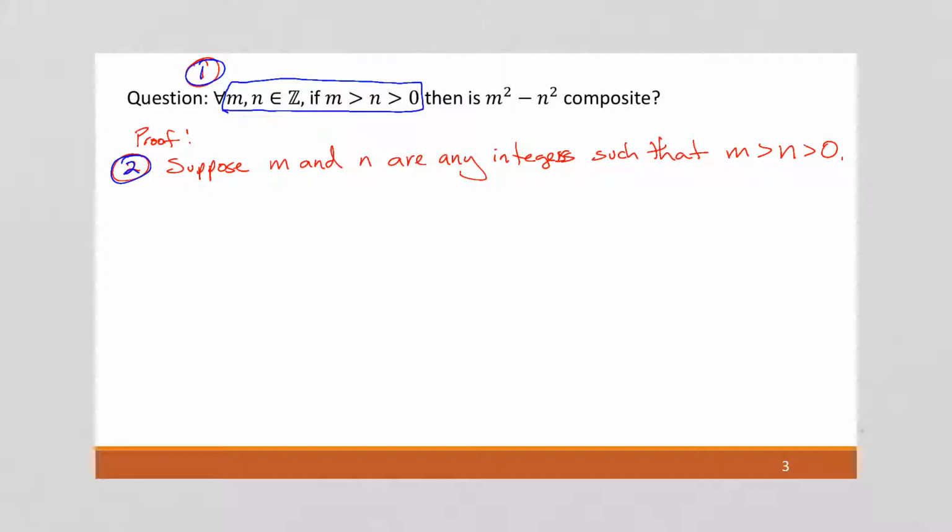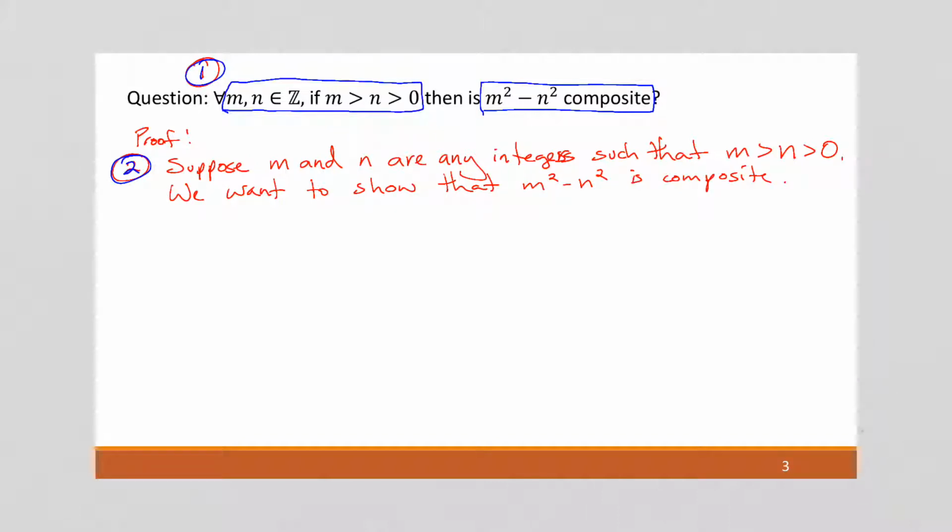Now, what's our goal? Our goal is this latter part. We want to show that m squared minus n squared is composite. All right, that's our goal. Well, if you recall, what is the definition of composite? So I'm going to rewrite that as part of the proof. You don't have to.